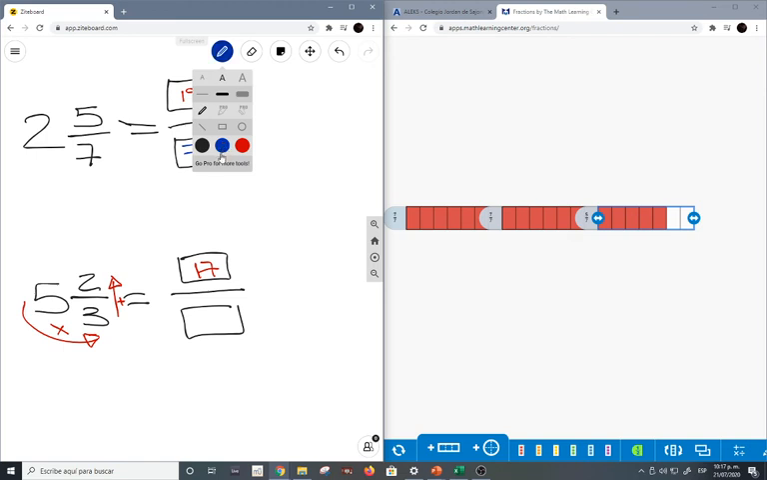Now, what do we have to do? Let's leave the same denominator, which is 3. Okay? So 5 and 2/3 is the same as 17/3. And that is the way in which you can transform from mixed number to improper fraction.